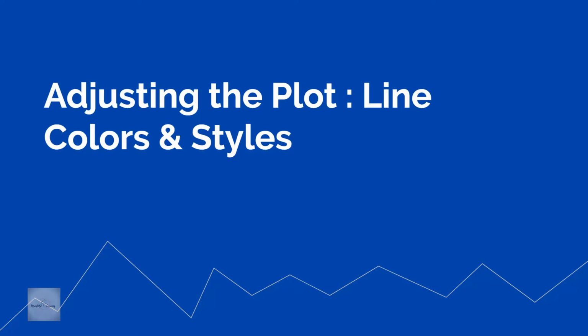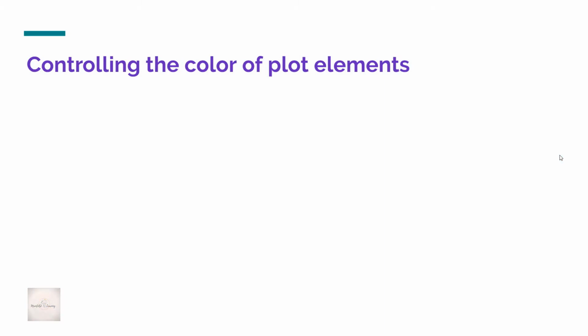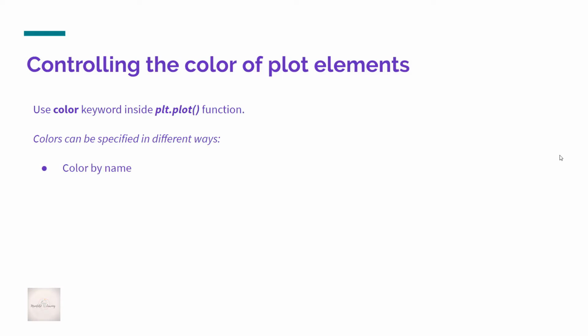And this plt.plot function actually takes additional arguments which can be used for the adjustment of colors. Now, to adjust the color, we can use a keyword. So what is the keyword? It is color. Yes, color is the keyword. And this color can be specified in a variety of ways, like by name.